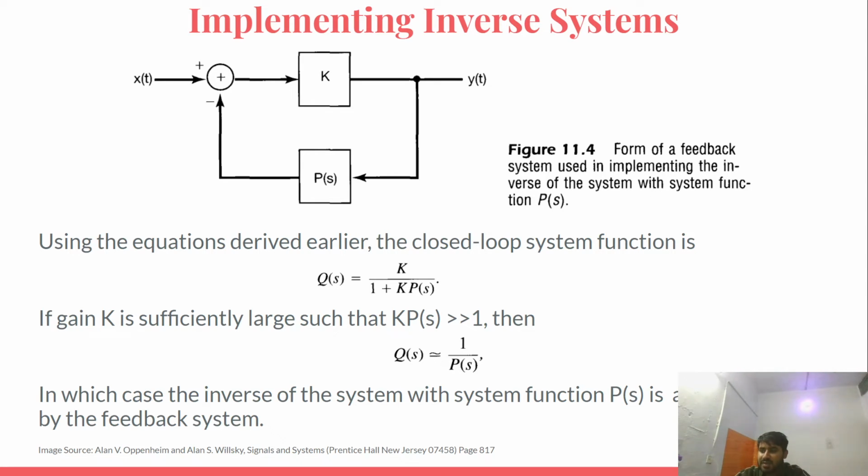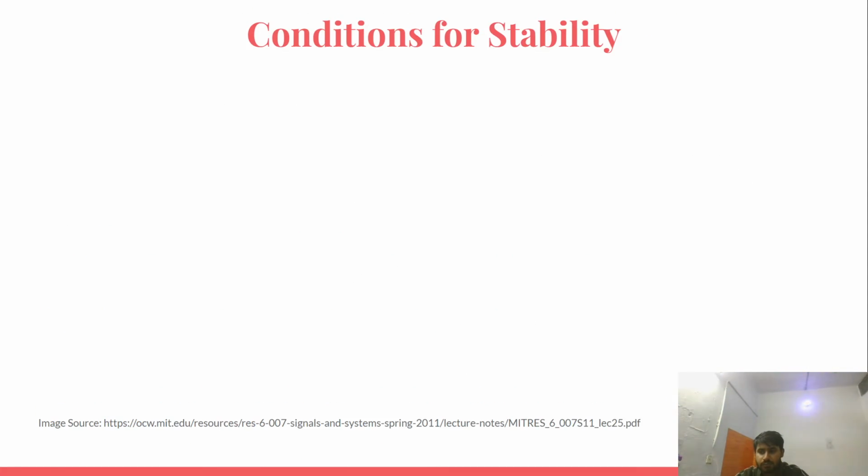We put the system P of s in the feedback loop, and now using the equations we derived in the earlier slides, the system function is k over 1 plus k times P of s. Now if we choose the gain k such that it is much greater than 1, then the system function varies approximately as 1 over P of s. In this case, the inverse of the system with system function P of s is approximated by the feedback system.